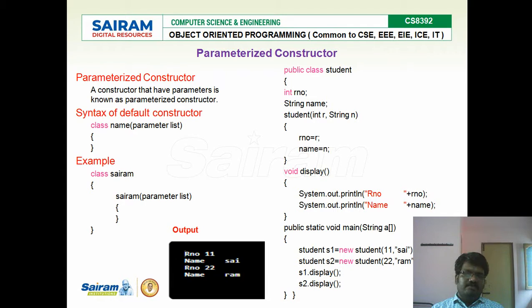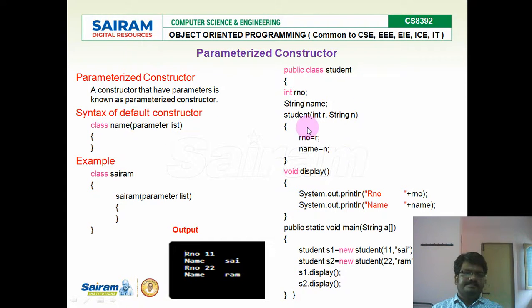Next we will see an example for the parameterized constructor. What is a parameterized constructor? If the constructor has one or more parameters inside the parentheses, it is called a parameterized constructor. We'll see an example. First we'll see the syntax. Class name.